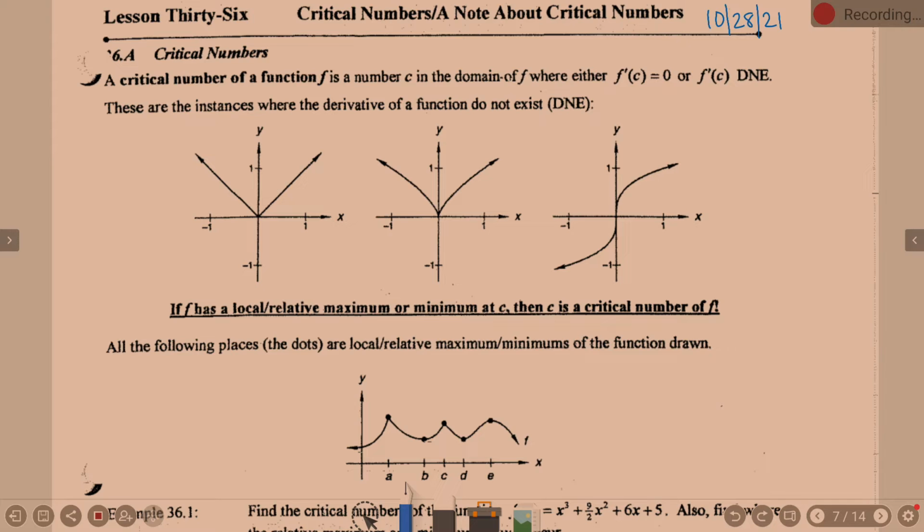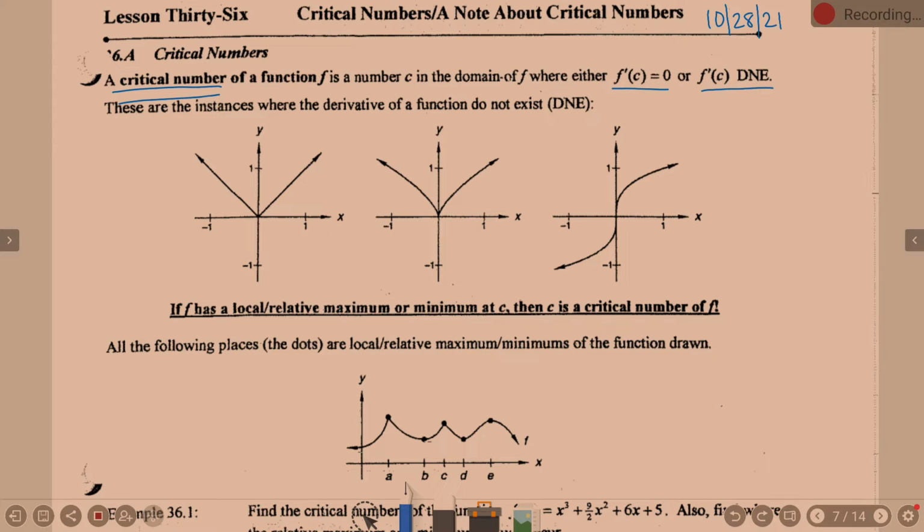So, definition. A critical number of a function is a number c in the domain of f, so in the domain of the function, where either the derivative at c equals 0 or the derivative at c does not exist. When we talk about a critical number, there are two options: either the derivative equals 0 or the derivative does not exist.